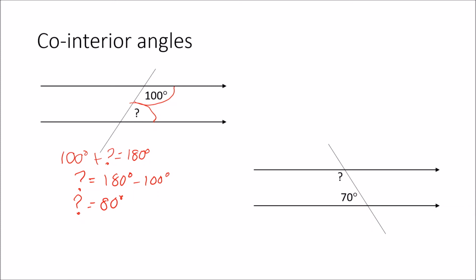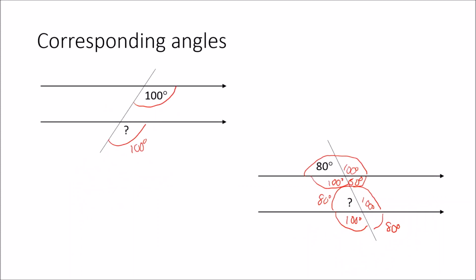On the next example here, we have got 70 degrees, which is inside the parallel lines and the transversal, and we have got a question mark. So we know that we have got 70 degrees plus question mark equals 180 degrees. So question mark equals 180 degrees minus 70 degrees. So our question mark is 110 degrees. So those are our three rules.